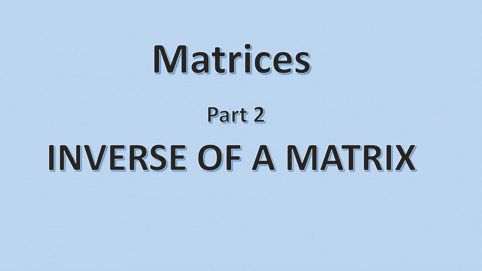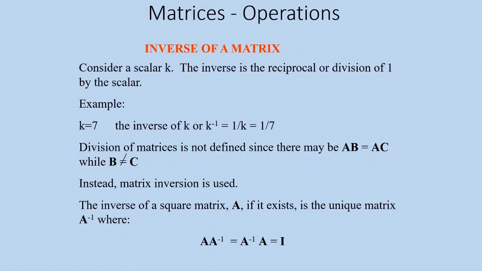Inverse of a matrix. Consider a scalar k. मतलब, a constant या single element. The inverse is the reciprocal or division of 1 by the scalar. Example, k is equal to 7, the inverse of k or k inverse is equal to 1 by k, that is 1/7. Division of matrices is not defined.